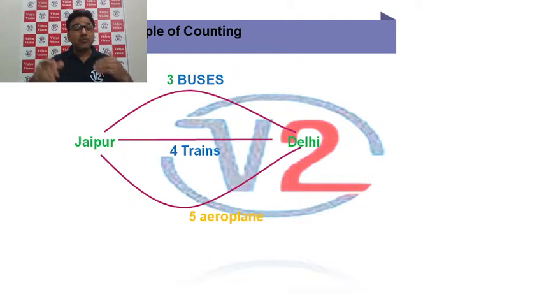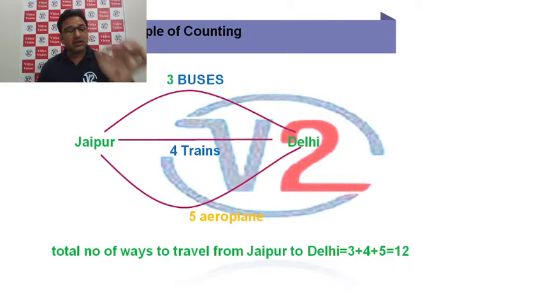It means, how many ways can we reach Delhi? Three ways are by bus, four ways are by train, and five ways are by aeroplane. So how many ways are there? The total number of ways to travel from Jaipur to Delhi is 3 plus 4 plus 5, which is 12. Understood? Correct. I think you understand this one.